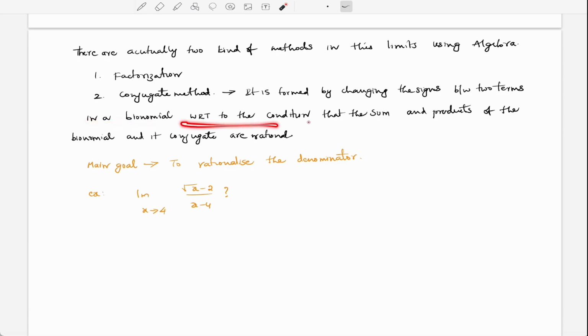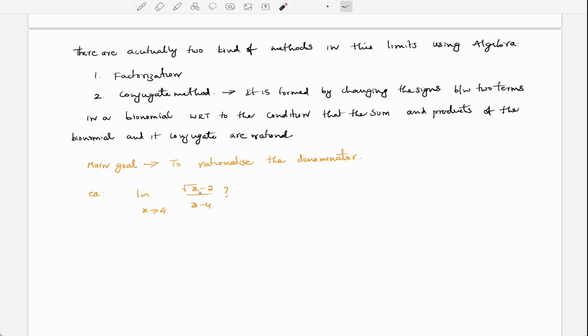Okay, with respect to the condition that the sum and the product of the binomial and its conjugate are rational. So what is the summary? It is formed by changing the two terms in a binomial function, meaning I just want to change the signs. I just want to make it plus. I will give you an example, don't worry.